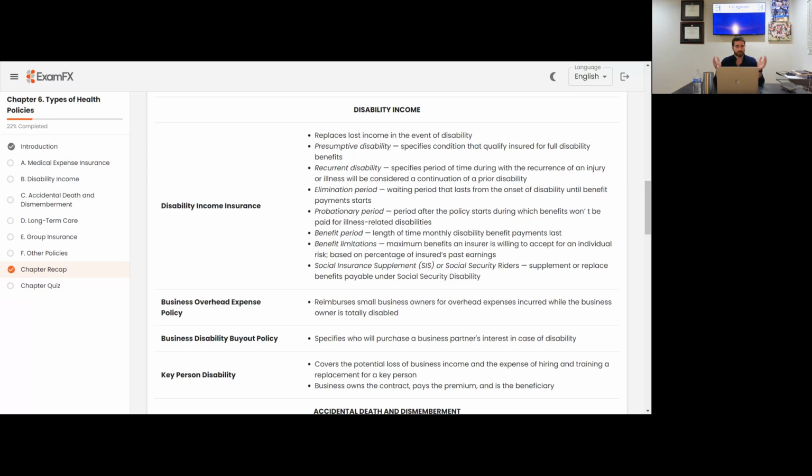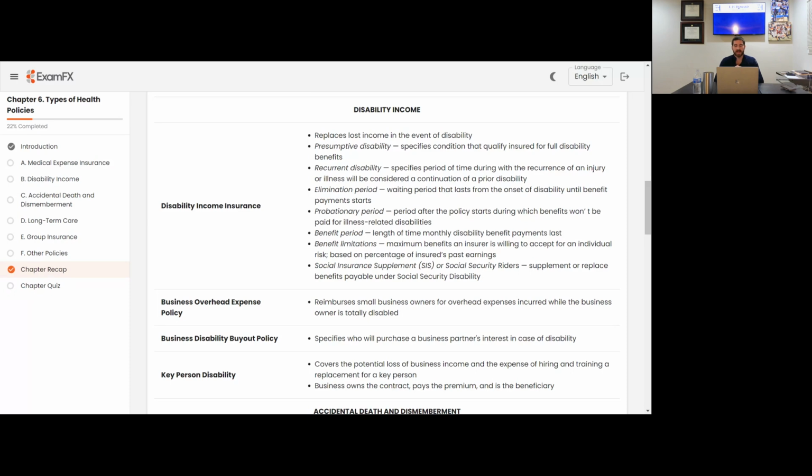Benefit period, exactly what it sounds like. Length of time monthly disability benefit payments last. So whenever you create a disability insurance policy, it's going to say, hey, we're going to pay out this disability for a set period of time. So understand the benefit period if you do sign somebody up for disability income insurance.